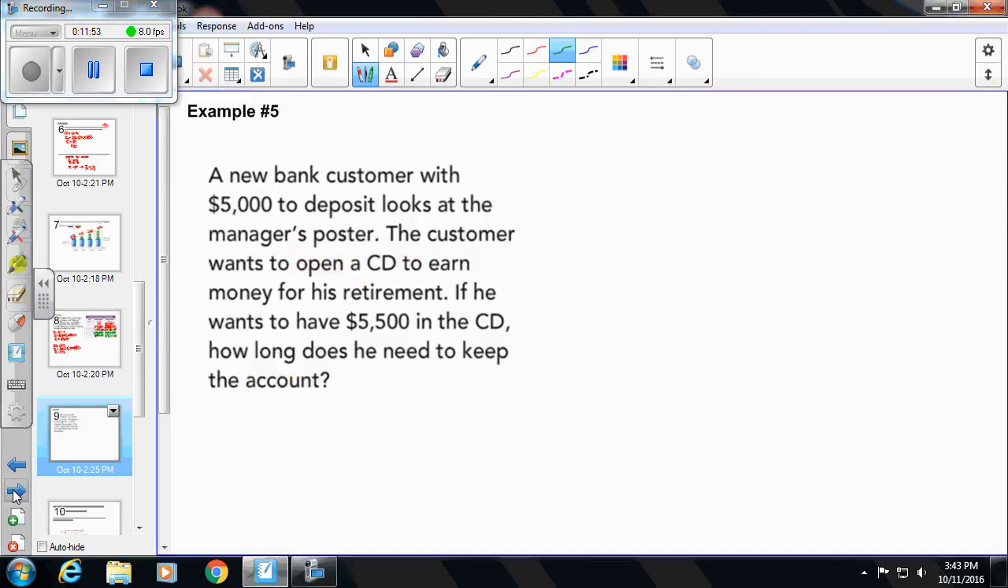The next example, a new bank customer with $5,000 to deposit looks at the manager's poster. The customer wants to open a CD to earn money for his retirement. If he wants to have $5,500 in the CD, how long does he need to keep the account? So we're still using the same interest rate of 3.5%. So let's write that down, 3.5% interest. Okay? So we know after 0 years, when he first makes the deposit, he only has $5,000. Let's see how much interest he has after 1 year.